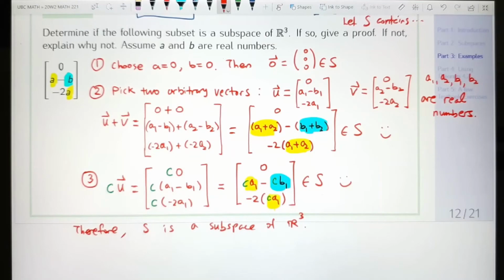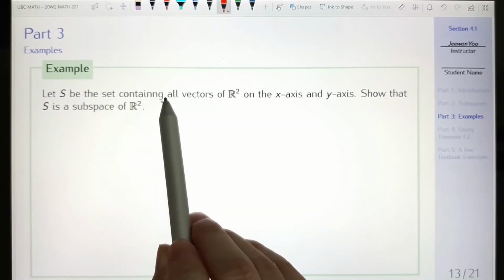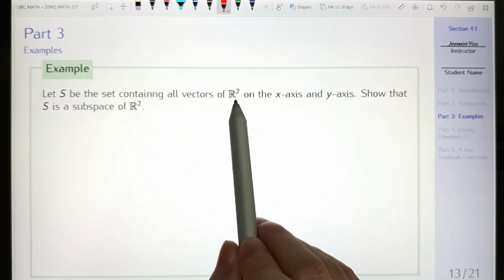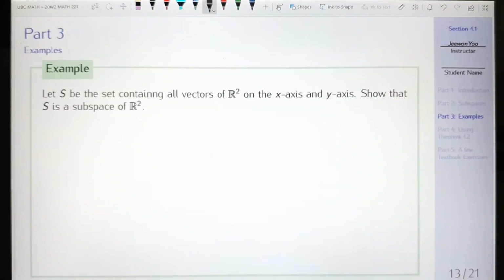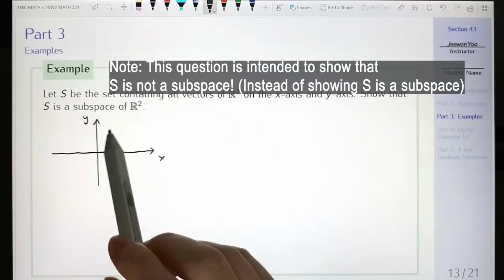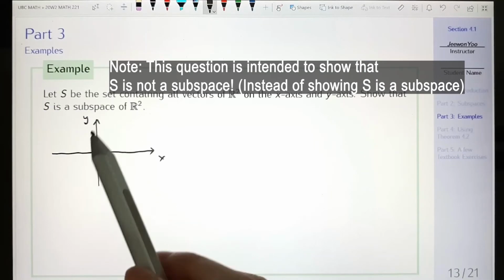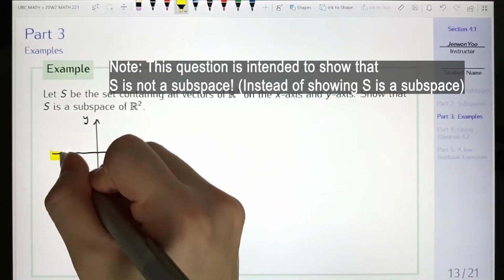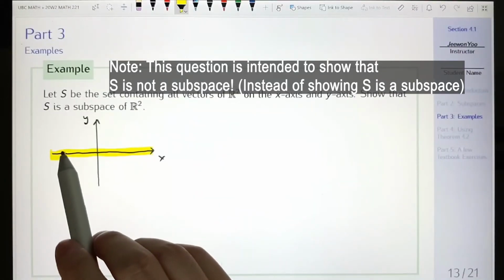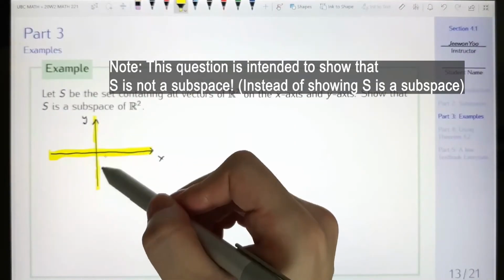The next example might be something that is not a subspace. Here you go. Let S be the set containing all vectors in R2 on the x-axis and y-axis. Do you know what this means? We have x-axis, y-axis, and we have the xy plane. Now, what this means is we're only considering the set containing vectors on the x-axis and vectors on the y-axis only.